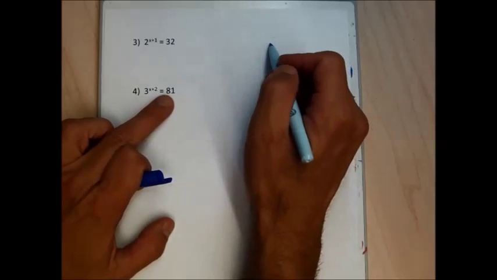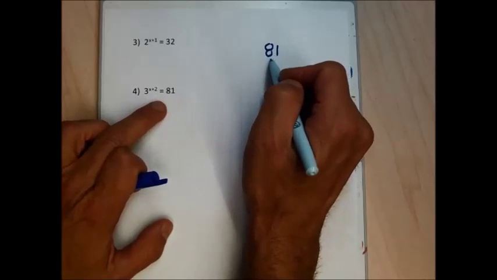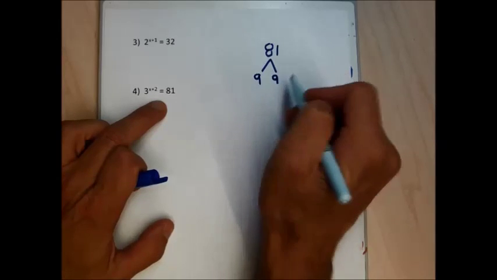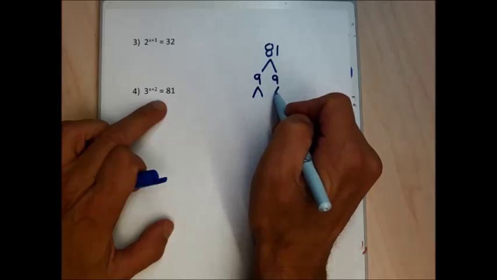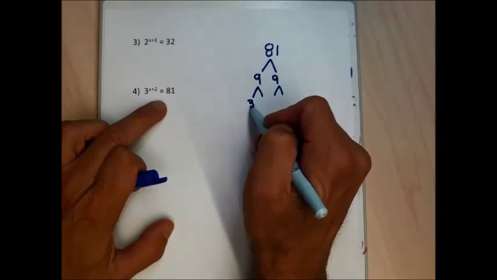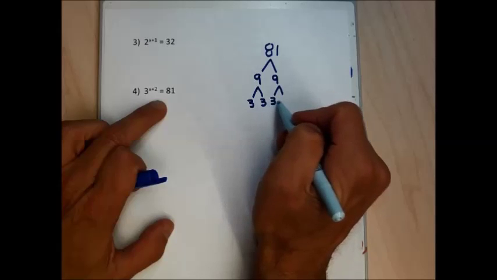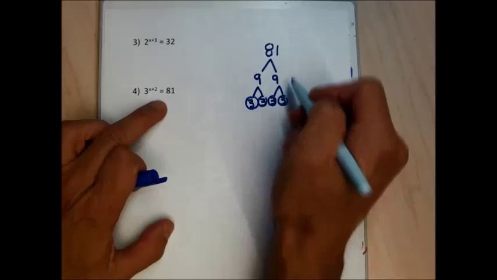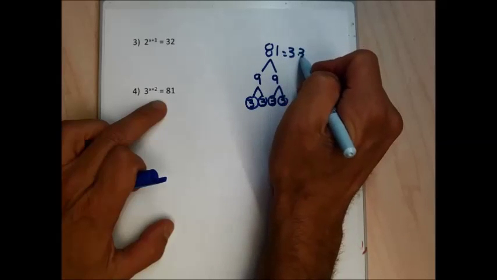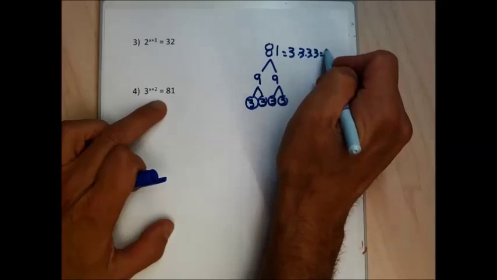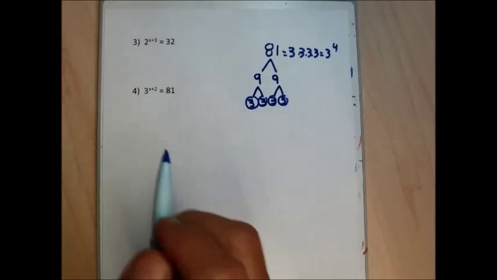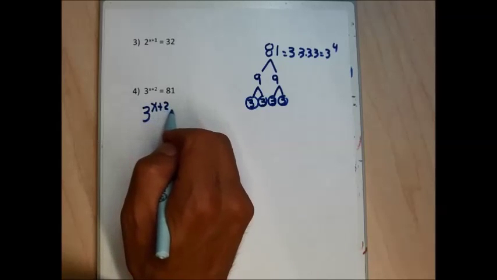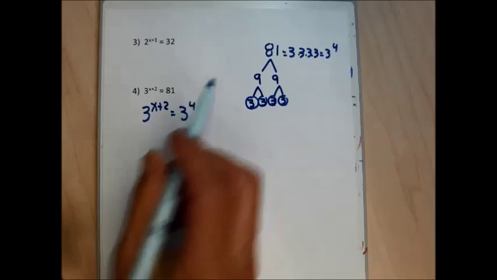On the right-hand side, the 81 is not a prime number, so I'm going to make a prime factor tree for it. I'm going to write 81 equals 9 times 9. Neither of the 9s are prime, so under the 9s I'm going to make a couple of branches, and each of the 9s is 3 times 3. So 81 is equal to 3 times 3 times 3 times 3, which is 3 to the 4th. So I can rewrite problem 4, leaving the left-hand side 3 to the x plus 2, changing the right-hand side to 3 to the 4th.